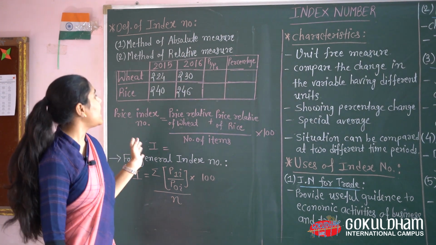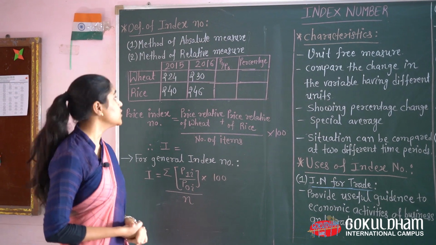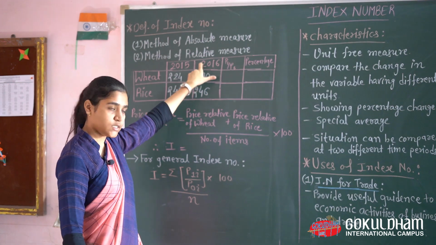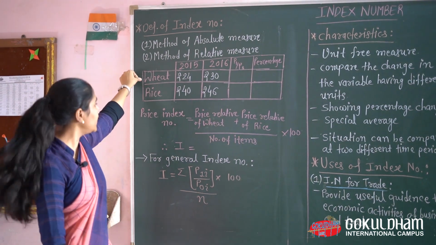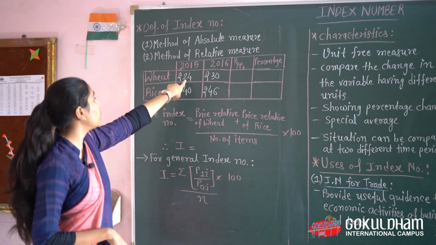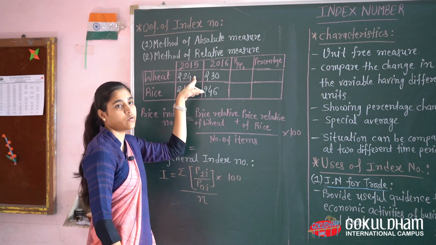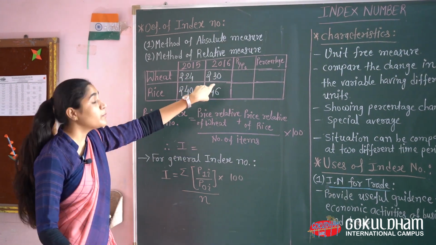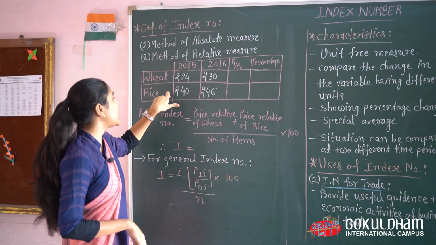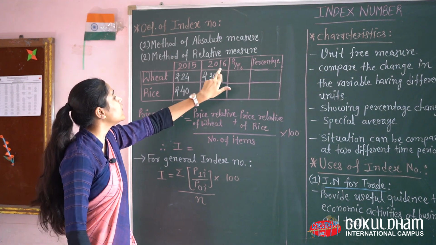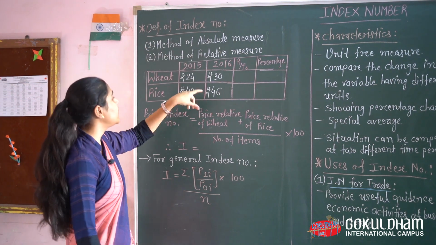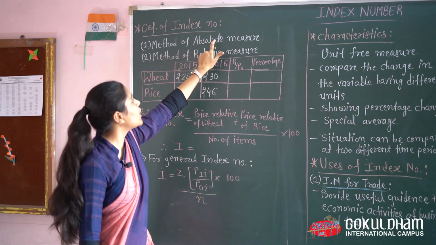Let us take one illustration and understand it. Here we are having two years, 2015 and 2016, and two items, wheat and rice. Here you can see, students, that the price per kg of wheat is 24 rupees in the year 2015 and the price of wheat per kg in the year 2016 is 30 rupees. Similarly, the price of rice is 40 rupees, and in the year 2016 it is 46. The first method we will use for finding the change in this variable is the method of absolute measure.